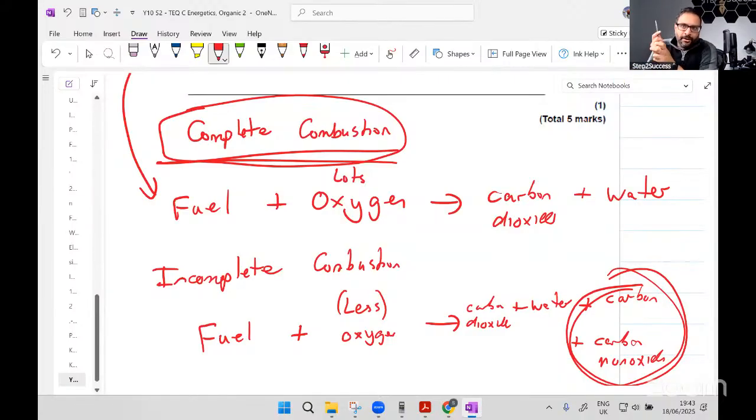Incomplete combustion produces a couple of extra products which are slightly worse for the environment. The example of this, which I just want to mention to everybody, is a Bunsen burner. A Bunsen burner basically has two settings. You can open the air hole or you can close the air hole. When you open the air hole, you're letting in more air and therefore more oxygen, which means you get complete combustion, and therefore you get that clean blue flame, which is what we always use because it's just better.